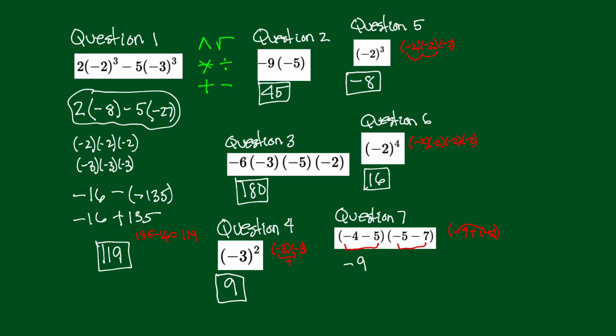Or you can just think about it this way. You're down 4, you lose 5 more, you're down 9.